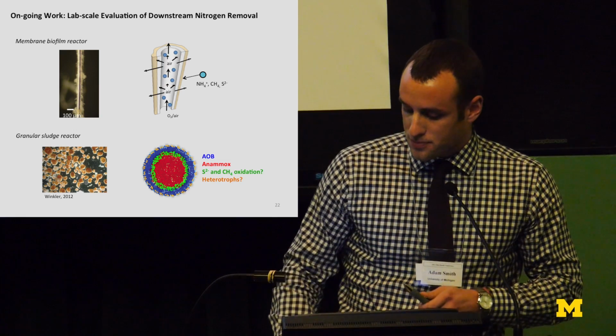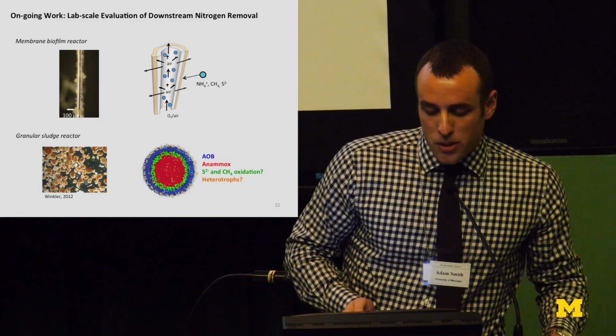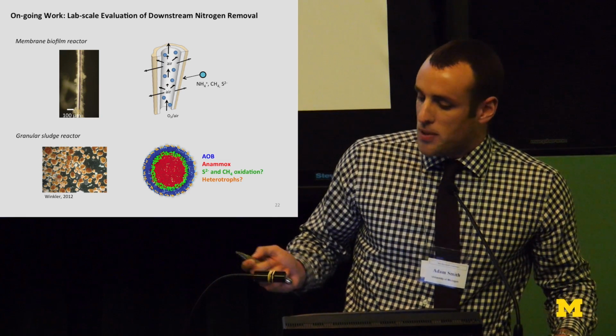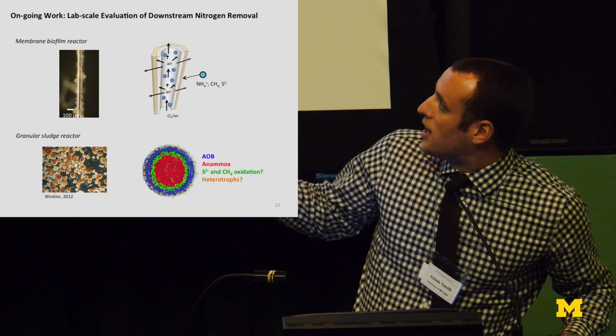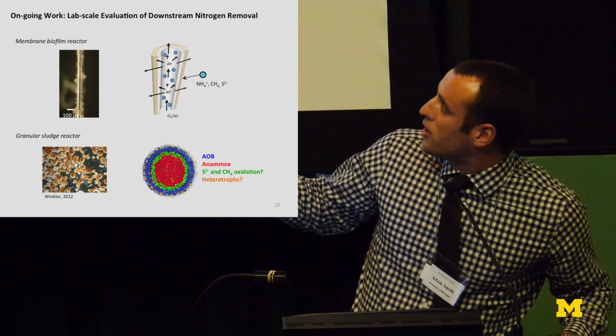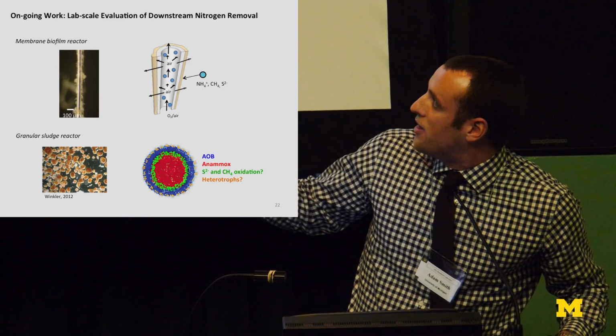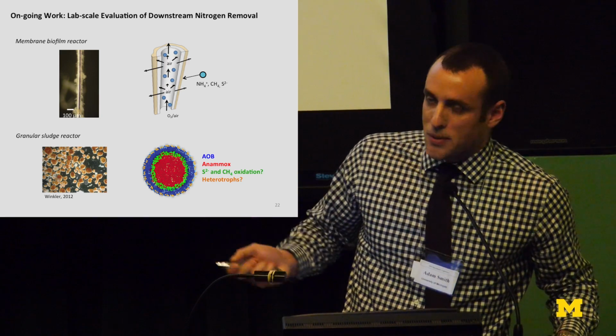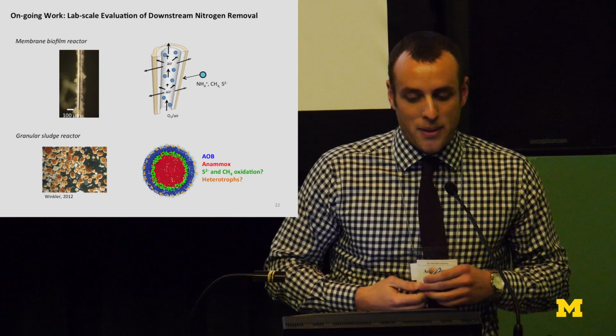And then our third approach is to use a granular system. And in this case, we're also relying on a system that has a redox gradient across the granule, where you'll have an aerobic zone here and then an anaerobic zone in the middle, which could support metabolism such as anammox or anaerobic methane oxidation.